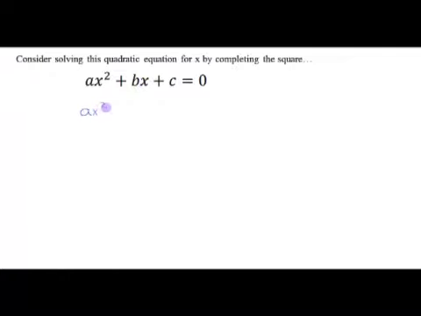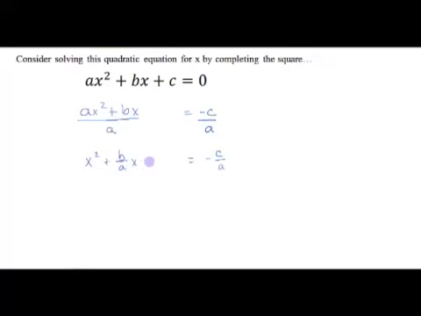So we'll subtract c from both sides. Next, what we need to do is make sure that this leading coefficient is 1. For all the polynomials that we completed the square on, we had a leading coefficient of 1, so we'll need to ensure that. Let's divide by a to make sure that this leading coefficient is 1. That gives me x squared plus b over a x equals negative c over a.